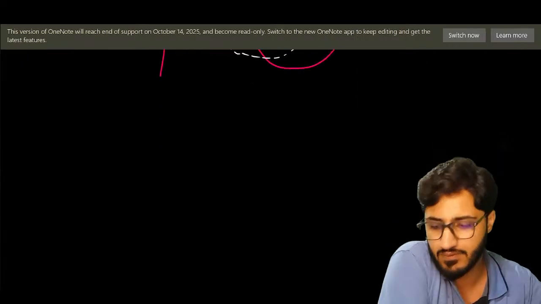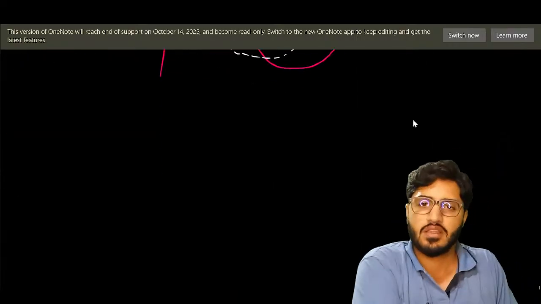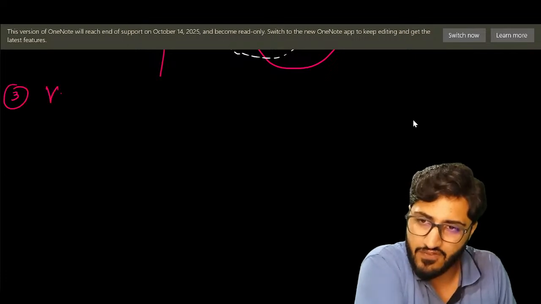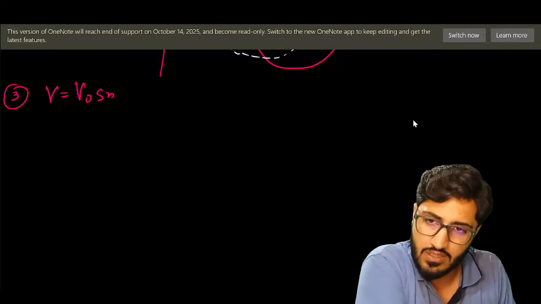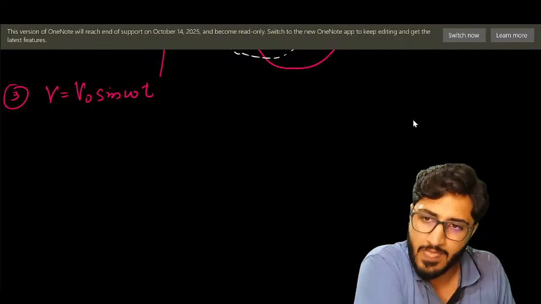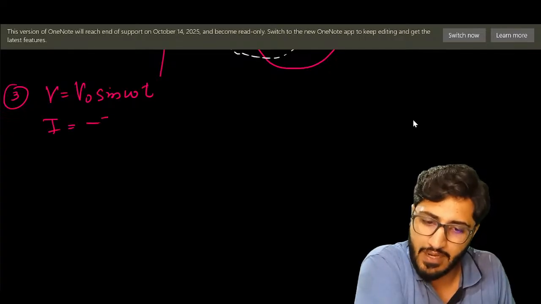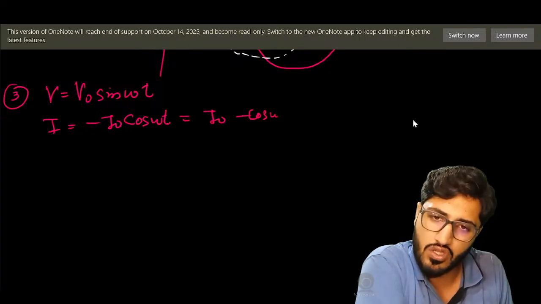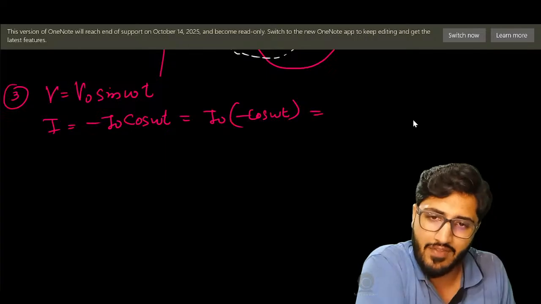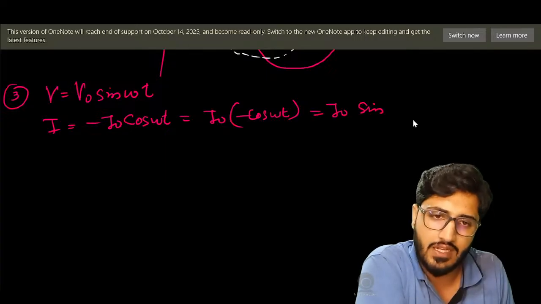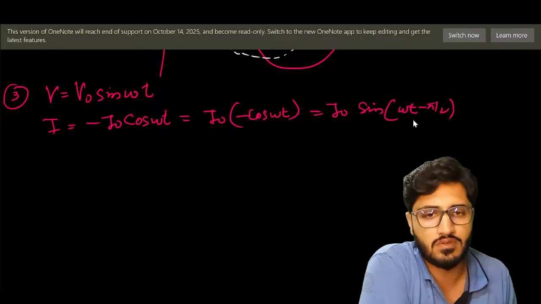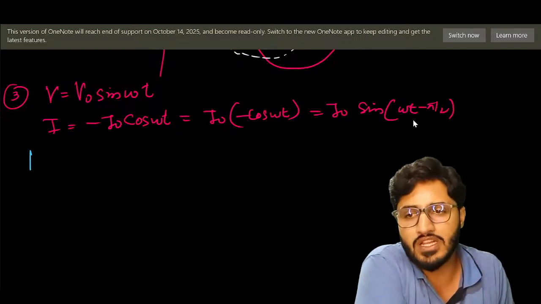Case number 3. Case number 3 is where V equals V naught sine omega t. What is I now? If I is given as minus I naught cos omega t, I will change it, so it will become I naught times minus cos omega t. So I will write it as I naught sine of omega t minus pi by 2. Done. So what is the phase difference now?